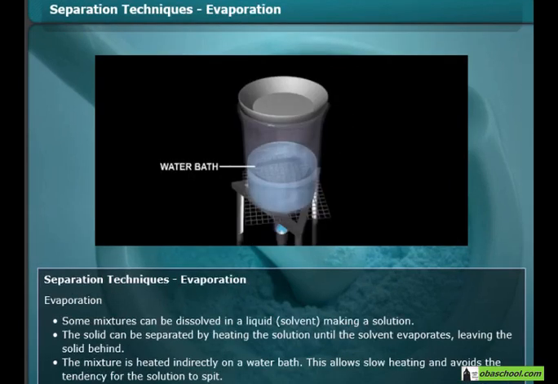Evaporation. Some mixtures can be dissolved in a liquid, the solvent, making a solution. The solid can be separated by heating the solution until the solvent evaporates, leaving the solid behind. The mixture is heated indirectly on a water bath. This allows slow heating and avoids the tendency for the solution to spit. Note that it is essential that the solid does not decompose on heating if this technique is to be used.